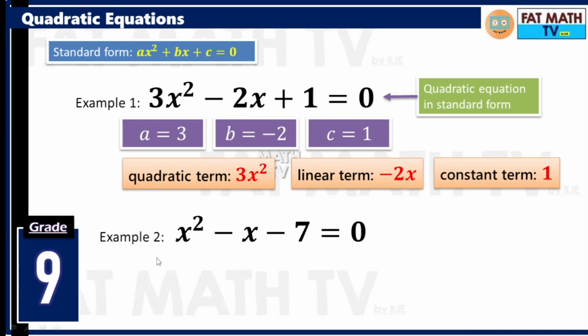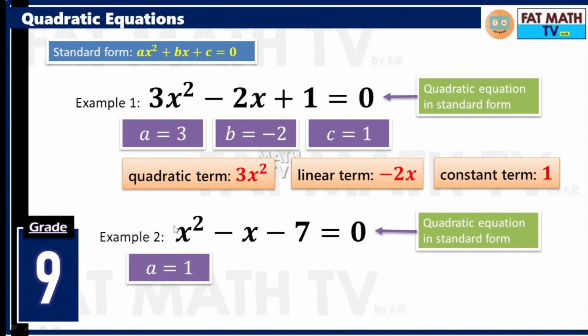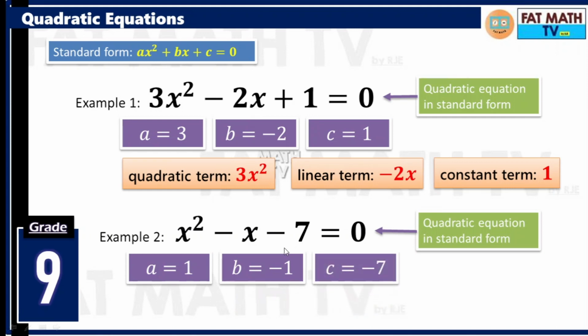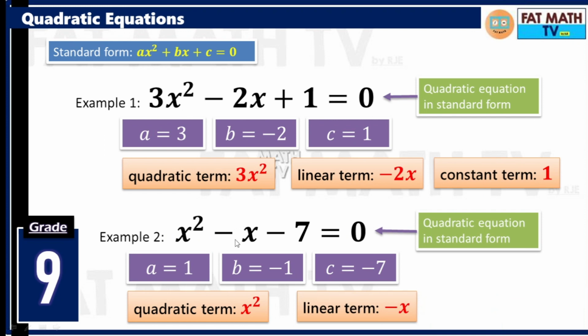Let us have another example. Example number 2, x squared minus x minus 7 equals 0. So this is also a quadratic equation in standard form. And a is 1 here because there's no number written here. So it's understood that the numerical coefficient of x squared is 1. Same here in the second term. This is negative 1. So b is negative 1 and c is negative 7. The quadratic term is x squared, this one. The linear term is negative x, and the constant term is negative 7.